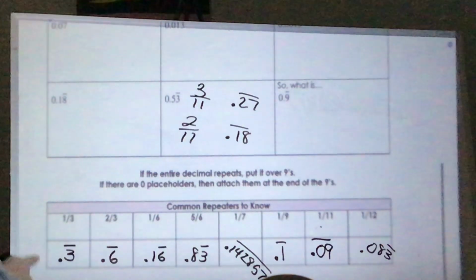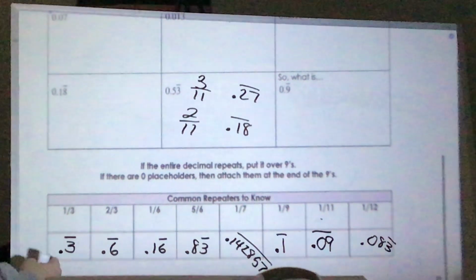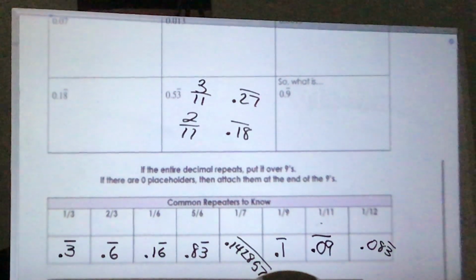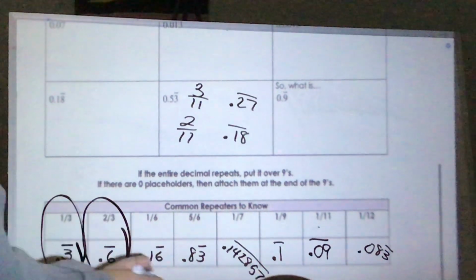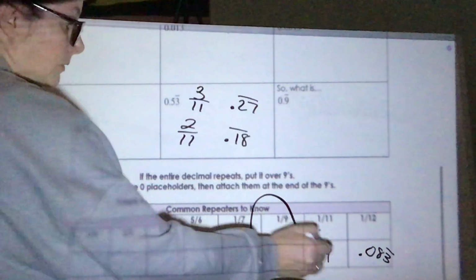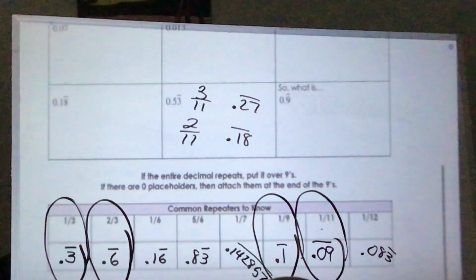The more of these that you recognize, you'll see them all the time. It'll make some math that you do much easier. Definitely, you should know these ones. They're very easy tricks to know, and you'll see them often.